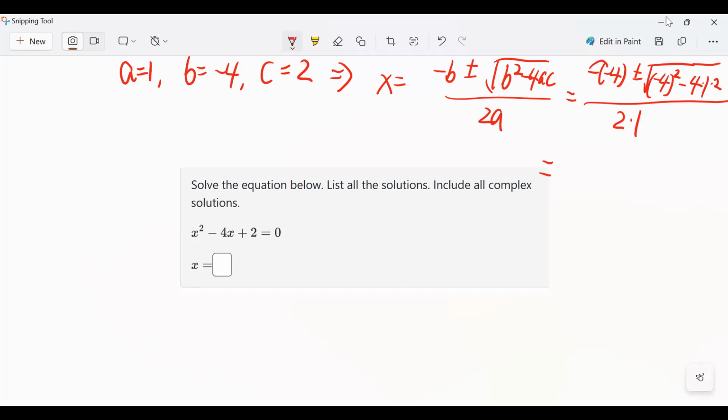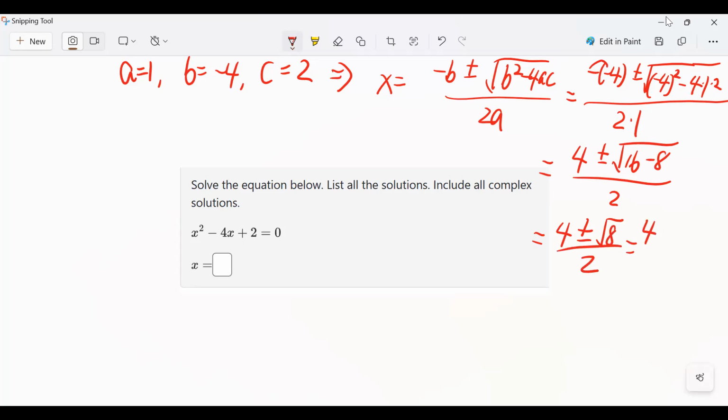2 negatives turn to positive, 4 plus or minus radical 16 minus 8 over 2. That's 4 plus or minus radical 8 over 2. And radical 8 is radical 4 times radical 2, so it's 2 radical 2. Then you divide by 2, and it's 2 plus or minus radical 2.